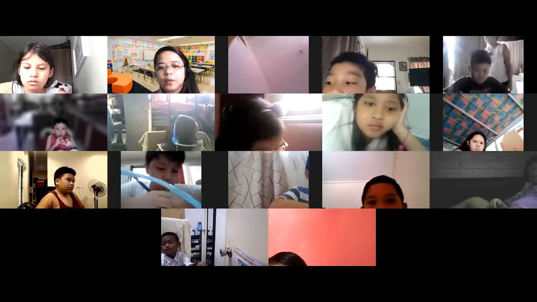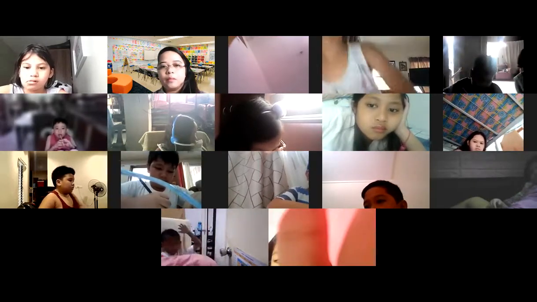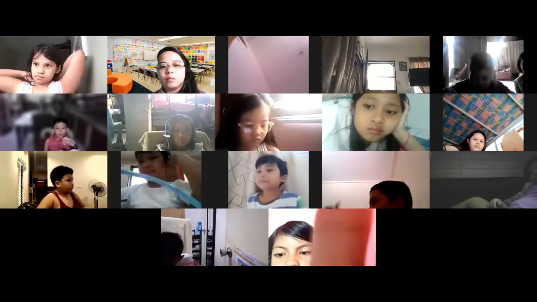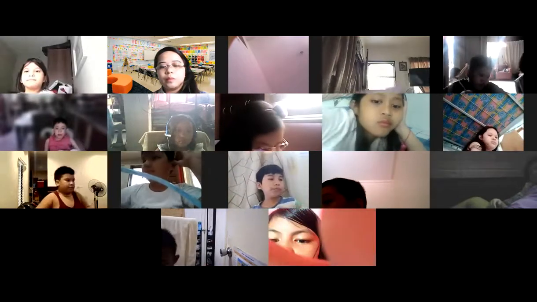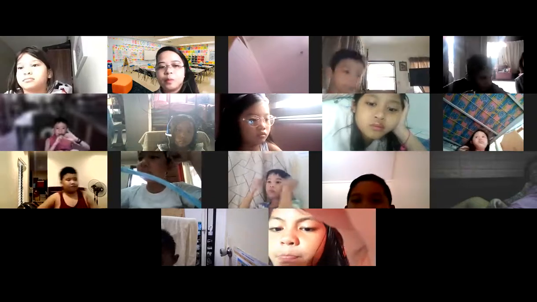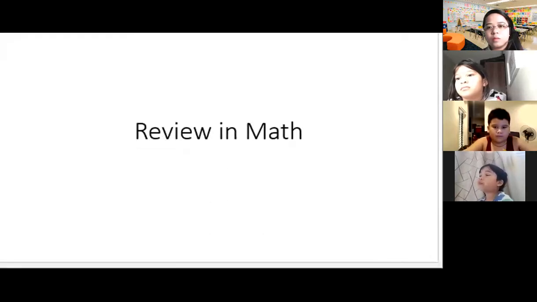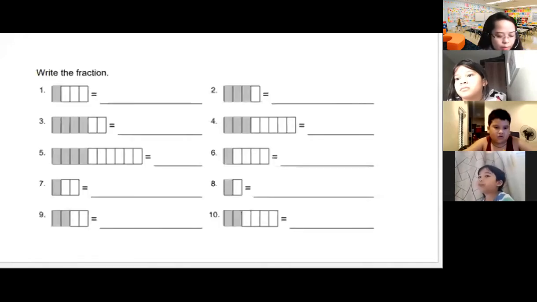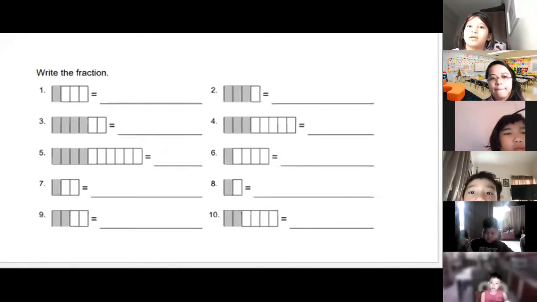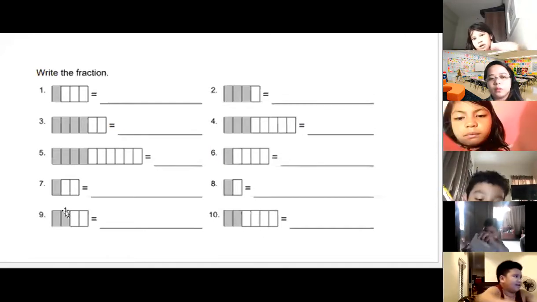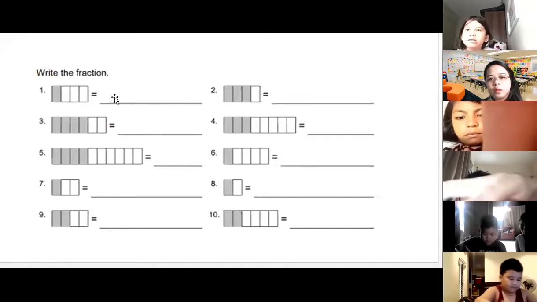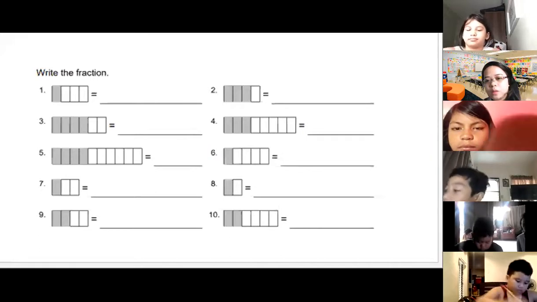Okay, so I guess everyone is ready now. Let's start. All right, so let me share my screen. Okay, so you have here: write down the given fractions using the bar line. So you have the following numbers, from 1 to 10. Write down the given fractions using the blocks or bar graphs.